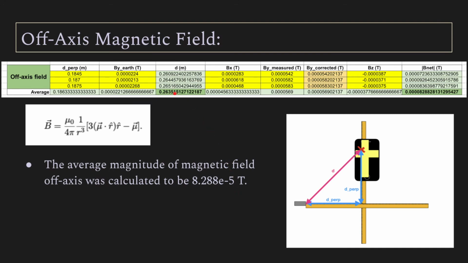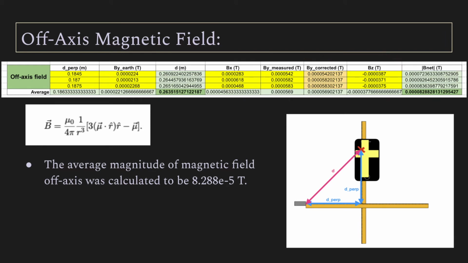Next, the off-axis magnetic field, which is at a 45-degree angle. You want to calculate d perp, which is this distance over here, and you also have the Earth's y direction magnetic field, the x, the y, and the z.